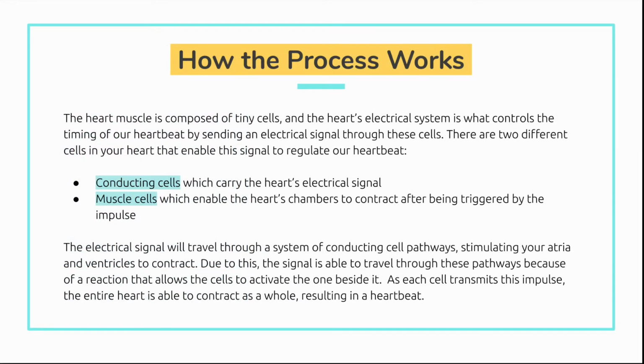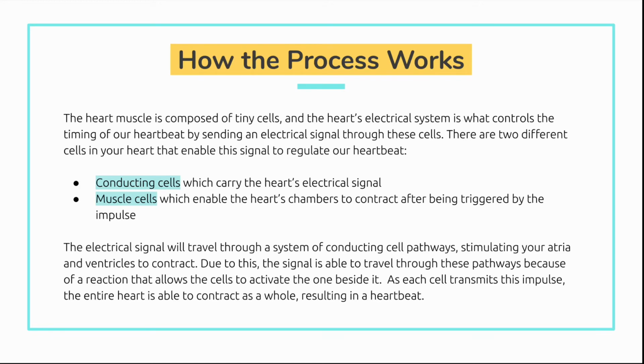How the process works. This is a general overview of what occurs during the cardiac conduction system, but we will go into a more in-depth explanation in the following slide. The heart muscle is composed of tiny cells, and the heart's electrical system is what controls the timing of our heartbeat. By sending an electrical signal through these cells, there are two different cells in your heart that enable the signal to regulate our heartbeat.